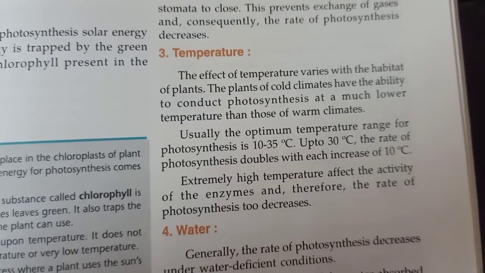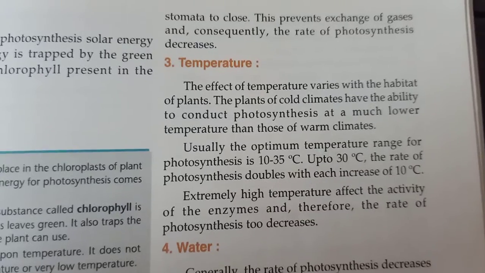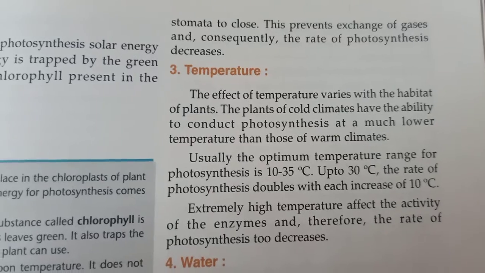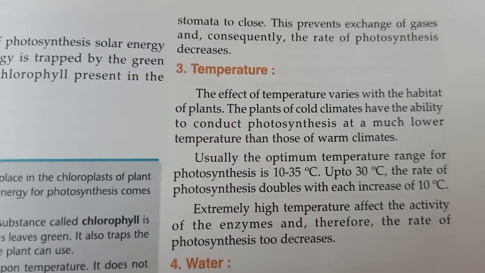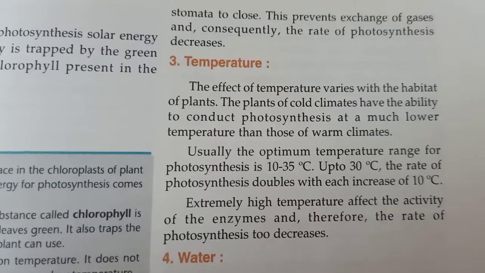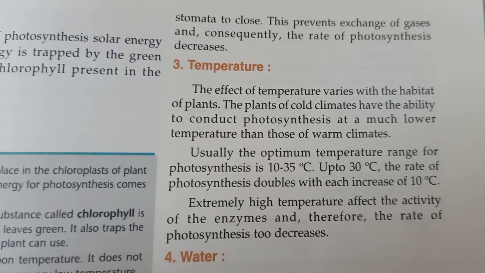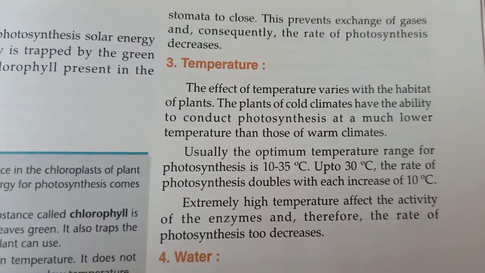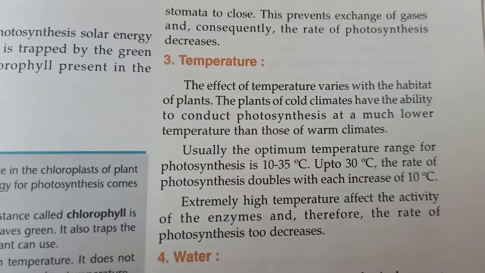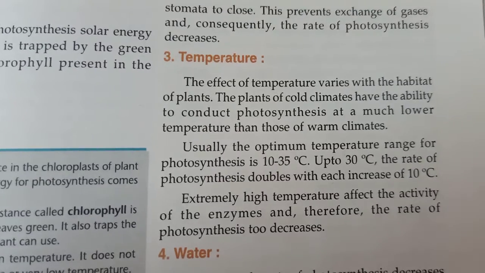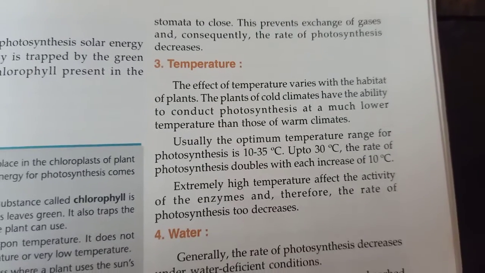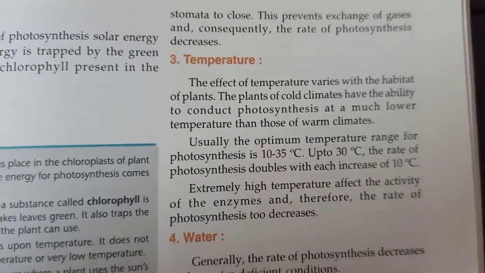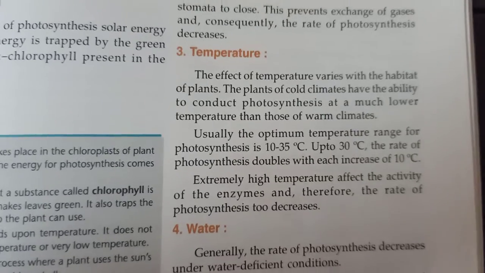The effect of temperature varies with the habitat of plants. The plants of cold climates have the ability to conduct photosynthesis at a much lower temperature than those of warm climates. So the plants that survive in cold climates can carry out photosynthesis at much lower temperatures than warm climate plants.